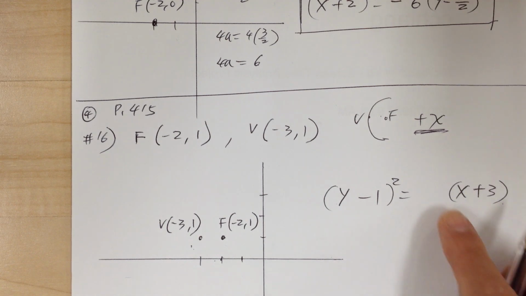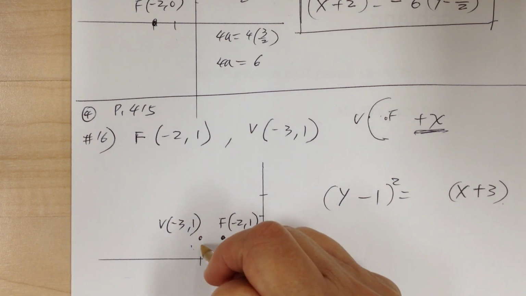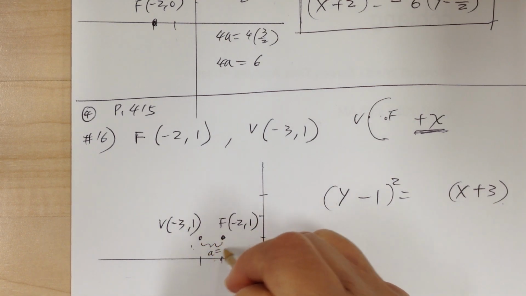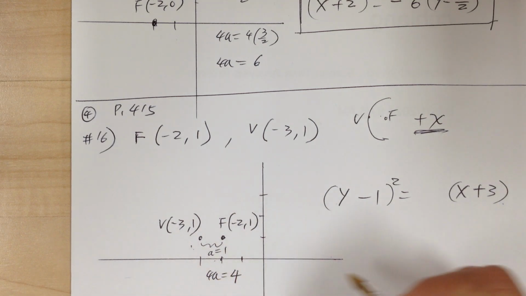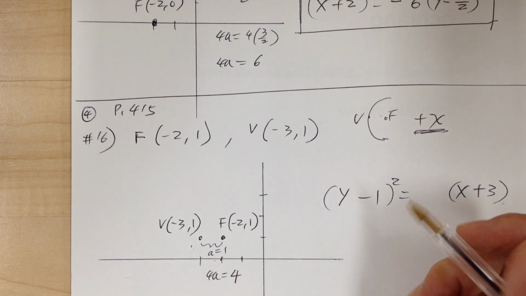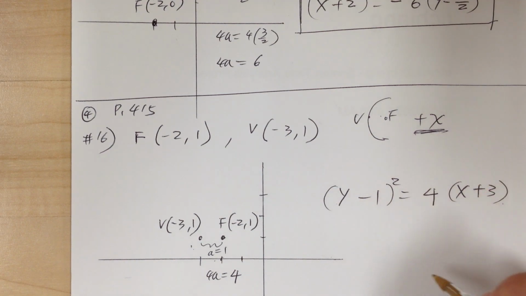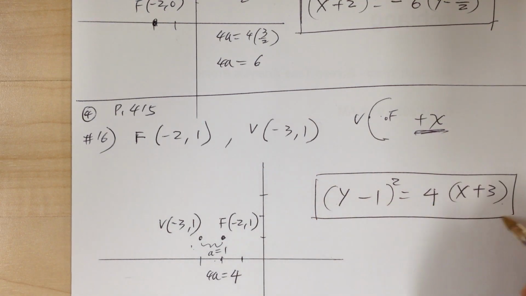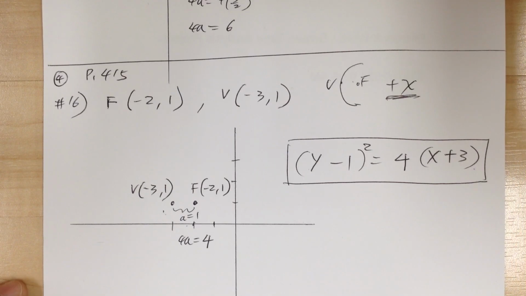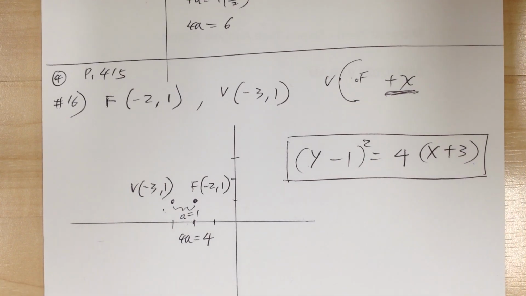Next, you have to figure out your 4a. Over here, a is equal to 1, so 4a will equal 4. You put 4 right over here, and that would be your equation. Okay, let's go to the next one.